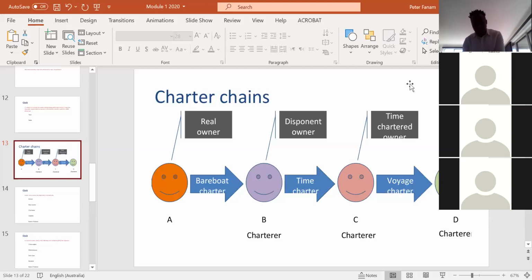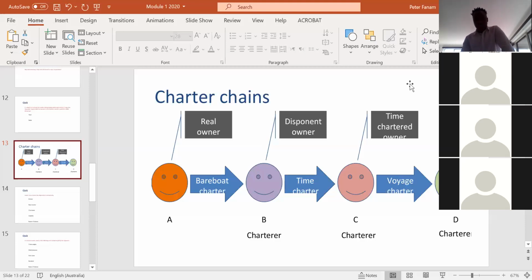And he is due to pay what we call freight to charterer C, the time charter owner, because he's now engaging in a voyage charter. The vessel is hired for him to go from one port to another port, so he's only paying charterer C for a voyage charter. In that sense, charterer D only knows charterer C as an owner, but charterer C is actually just a time charter owner, and charterer C knows B as an owner who is a disponent owner, and B actually knows the real owner.